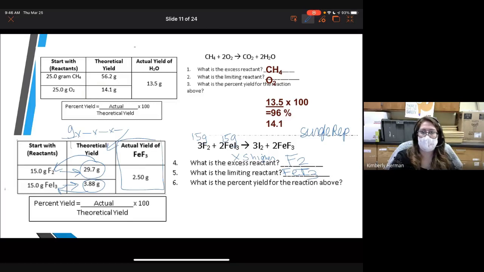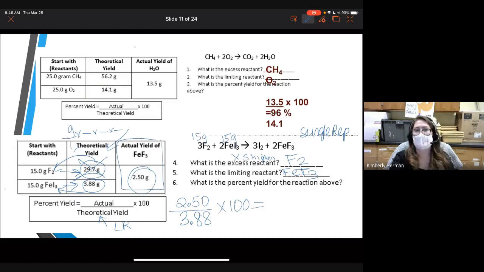So now that we've identified our excess and limiting, we have to do our percent yield. So this is where we're going to need our actual, and then we need our theoretical. Remember, the theoretical is the limiting theoretical. So we won't use 29.7 because that's the excess. We're going to use 3.88 for it. And then to make it into a percent, we're going to times it by 100. So hopefully you have your calculator out and ready to go for it.